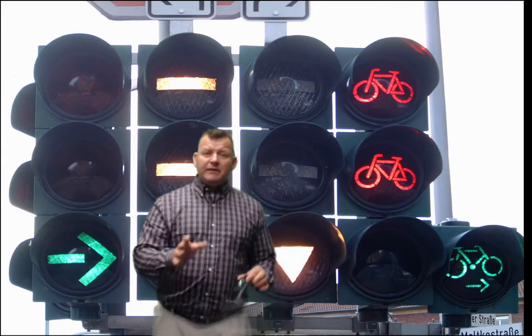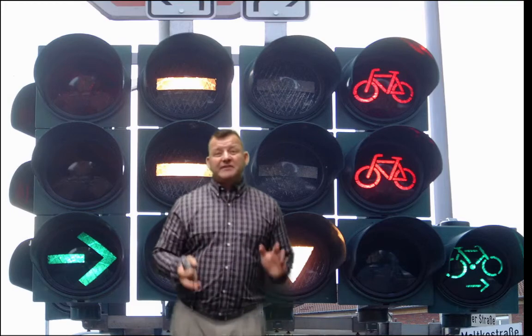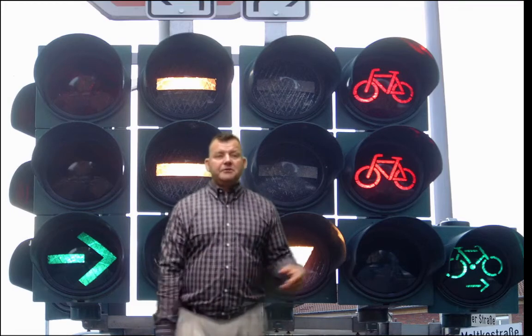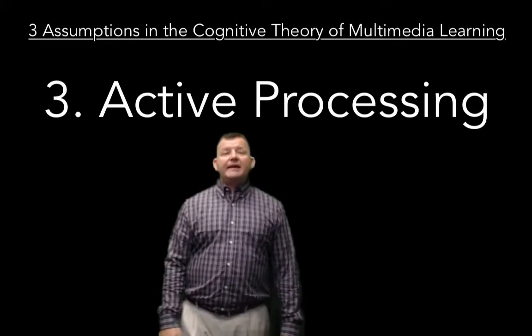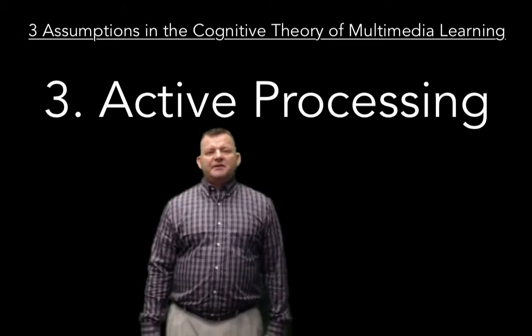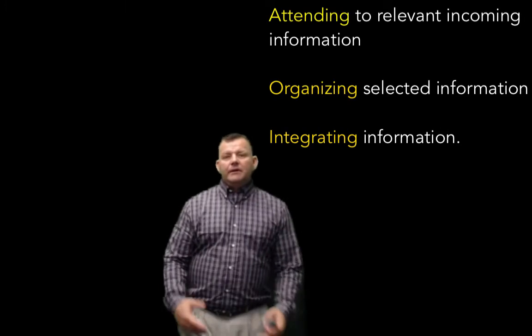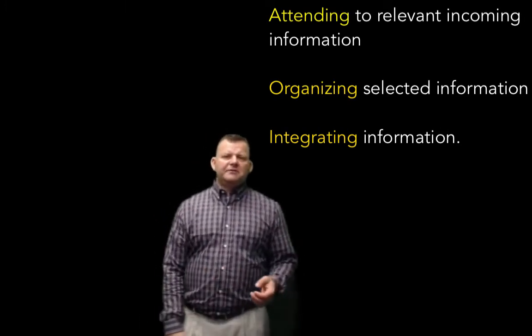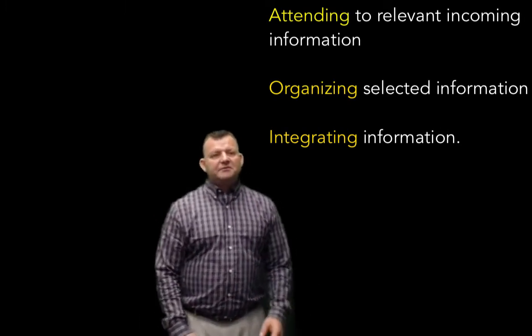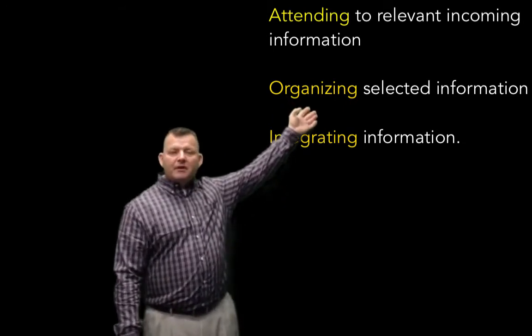The limited capacity is kind of like what we talked about before with extraneous cognitive load, that people have a limited amount of space and a limited amount of time to be able to handle information. And so we have to be conscious of people's limited capacity. Then the last thing is active processing. Active processing deals with attending to relevant incoming information, organizing it into coherent representations, and integrating mental representations with other knowledge. So what does all that mean?